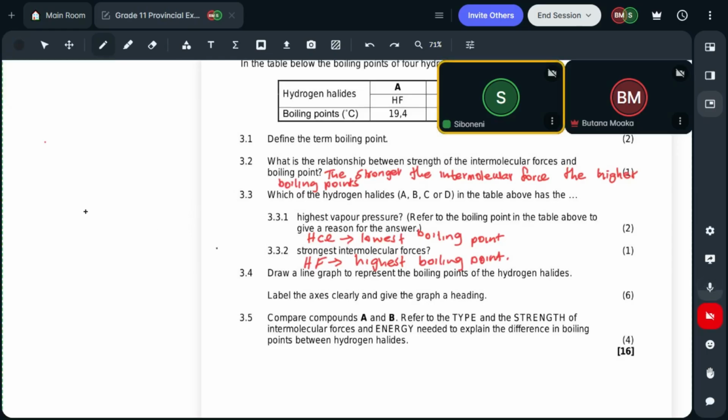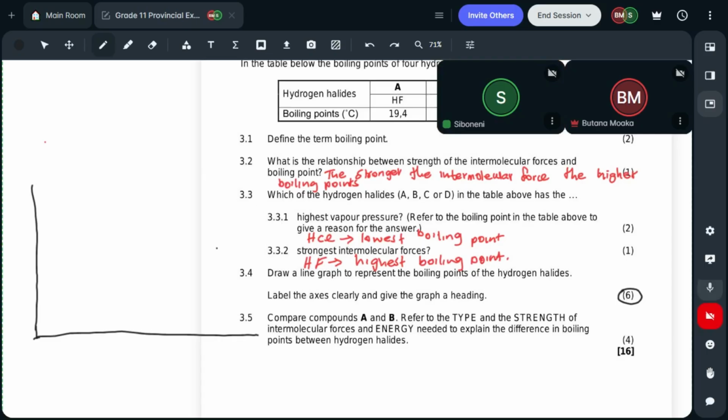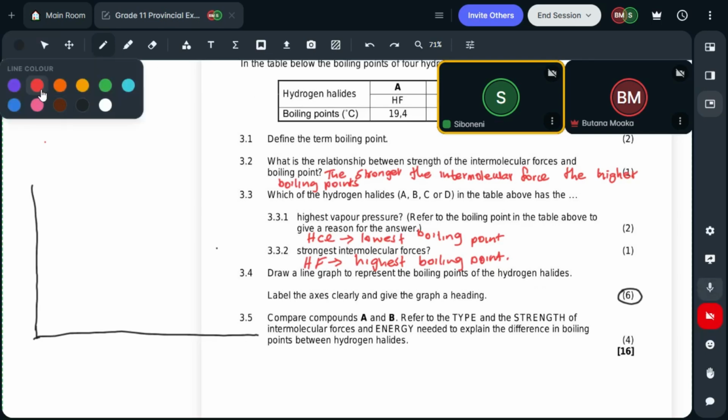Okay, so when you draw the graph, I know that sometimes we say the graph is easy, but make sure that one thing first, because this is 6 marks, né? Make sure that you give your graph a heading. There's a mark for that. So what will be the heading of this graph? If they want us to draw a line graph to represent the boiling point of the hydrogen halide, what will be the heading? Graph showing the boiling points of hydrogen halides. Exactly, thank you. You just take it from that statement.